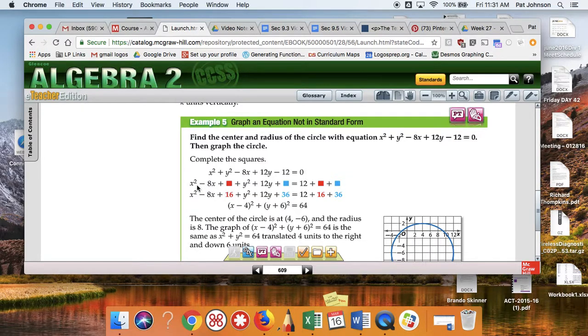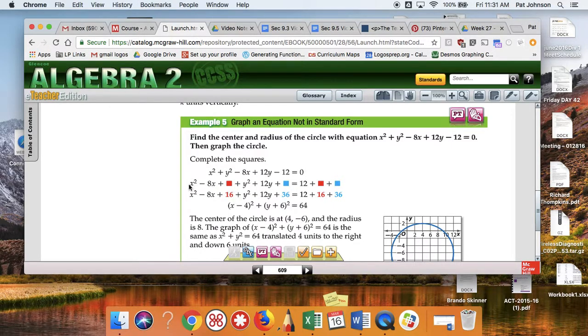So now we take b, 8 divided by 2 is 4 squared is 16. So that's what we're adding to this group. Here, 12 divided by 2 is 6, and squared is 36. So don't forget, it's b over 2 squared. We added 36. So what we add to the left side, we must also add to the right. So since we added a 16 and 36, we must also add that to the right. Now we combine that and we get 64.